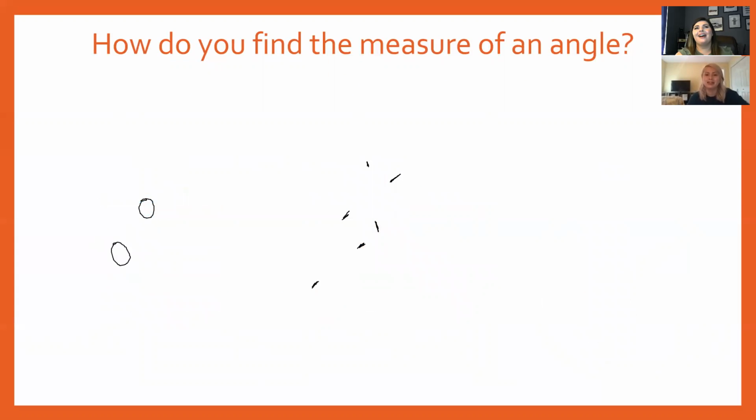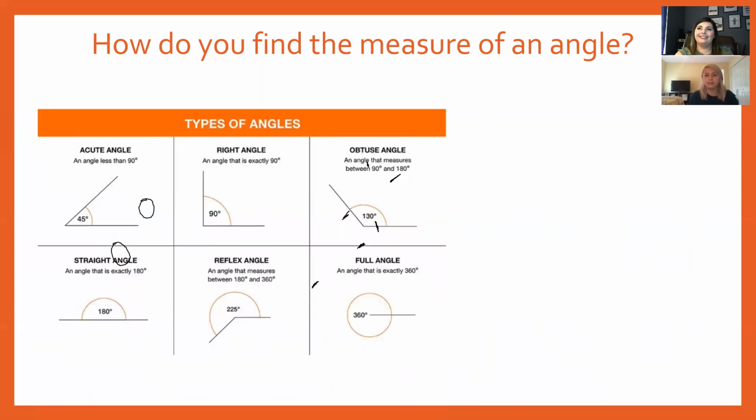All right. So, how would we find the measurement of an angle? To do that, we think of the types of angles that we have. So we have our acute angle, and that is always going to be less than 90 degrees. Our 90-degree or right angle is always going to equal 90 degrees. The obtuse angle is between 90 and 130. Our straight line equals 180.